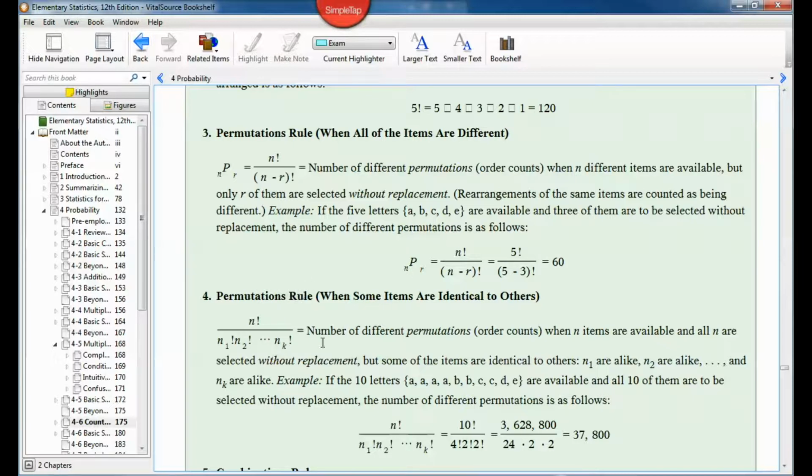So the permutation rule is n factorial divided by n sub 1 factorial times n sub 2 factorial, and so forth, up to n sub k factorial. So if you had 6 red marbles, it'd be 6 factorial. If you had 3 blue marbles, then it'd be times 3 factorial. If you had, I don't know, 10 green marbles, it'd be times 10 factorial. The top number would be the total number of marbles, factorial.